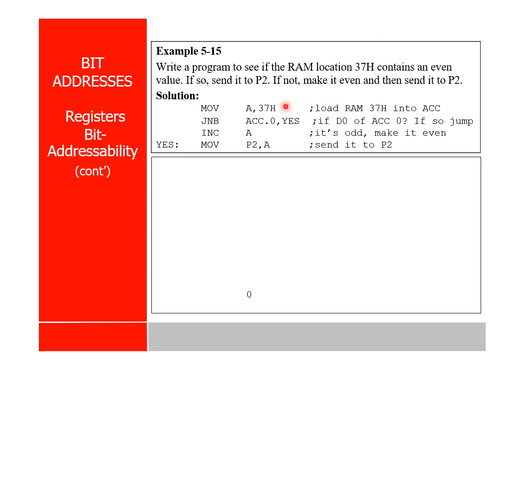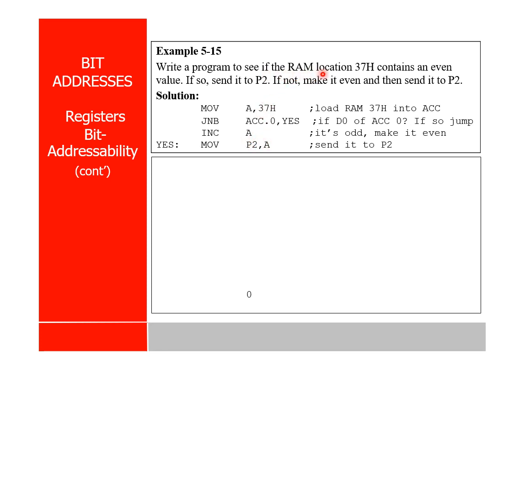the last bit will be 0. So first you are moving the data from memory location 37 to A. Then you are checking the last bit. If the last bit is 0, go to S, which means A will be going to P2. So if the data is even, it is going to P2.